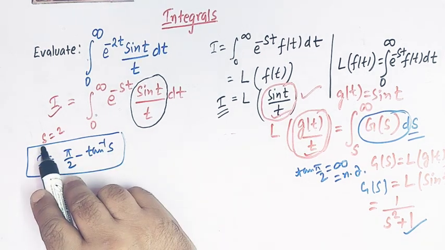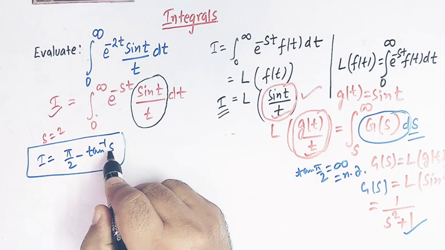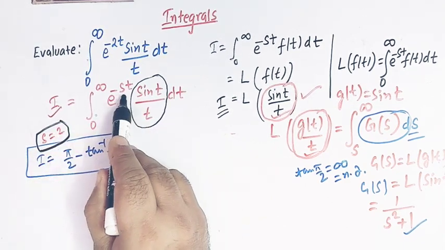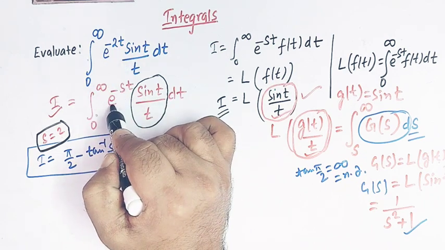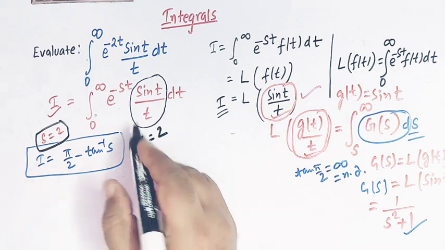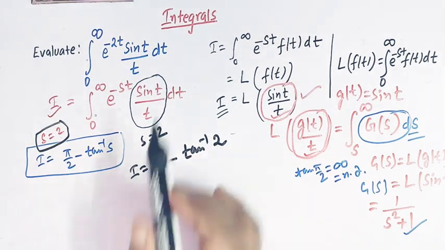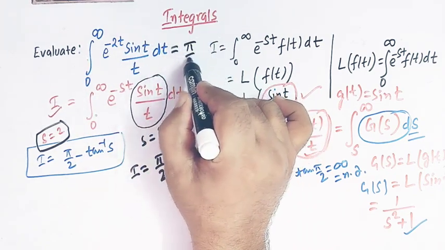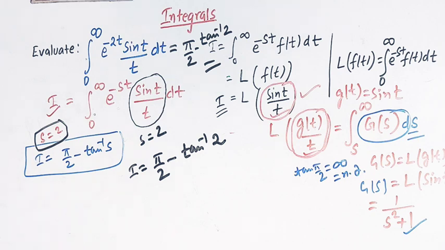So now if we take different permissible values of s, then we can evaluate different integrals. Here, if we take s equal to 2, then we get this integral, because here we have e raised to minus 2t, and here we have e raised to minus st. So taking s equal to 2, the value of this integral I is pi by 2 minus tan inverse of 2. So viewers, this is how, by making use of the concept of Laplace transform, we can easily find the values of these types of integrals.